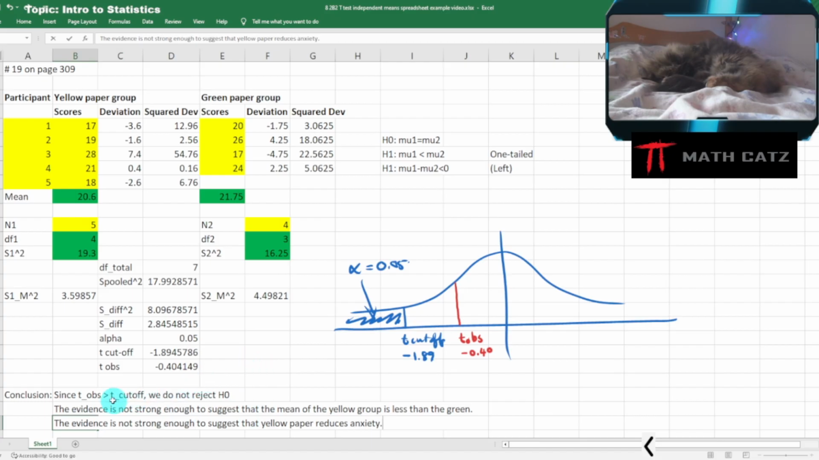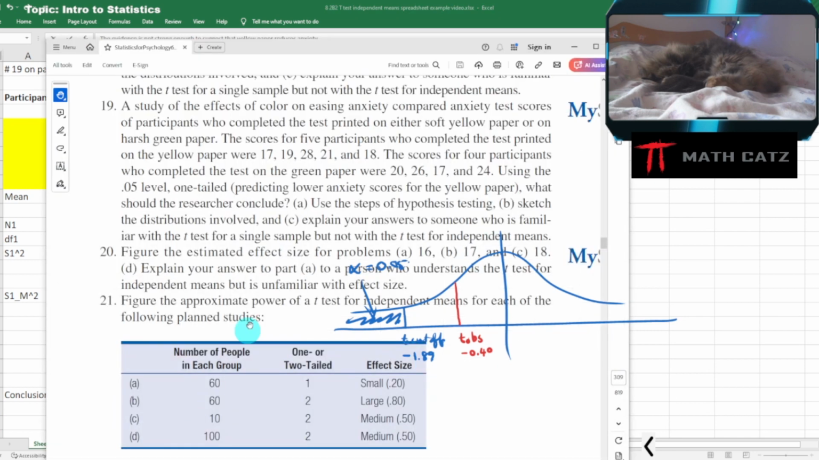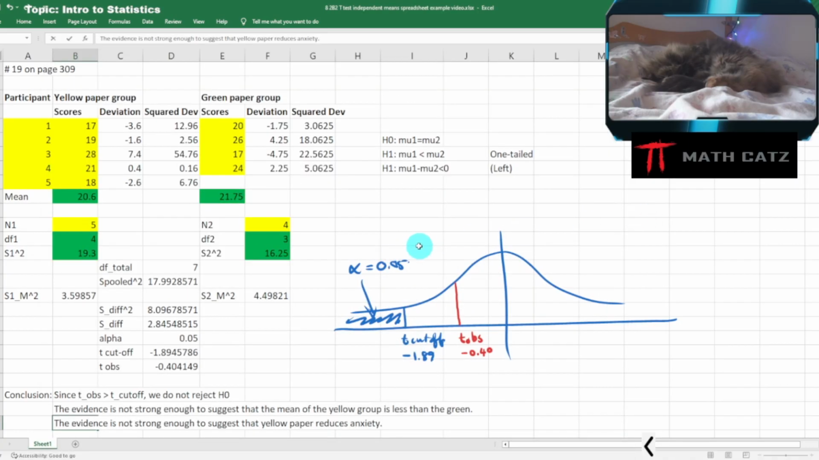So it is very important to know in the statistical framework, what are we doing, how are we making decisions, but sometimes the person that has this question doesn't know the statistics. They just want to know, plain English, what's the decision here? So you have to be able to phrase it in these same words. Yellow paper is not giving me a lower anxiety score on average based on the evidence that we have.